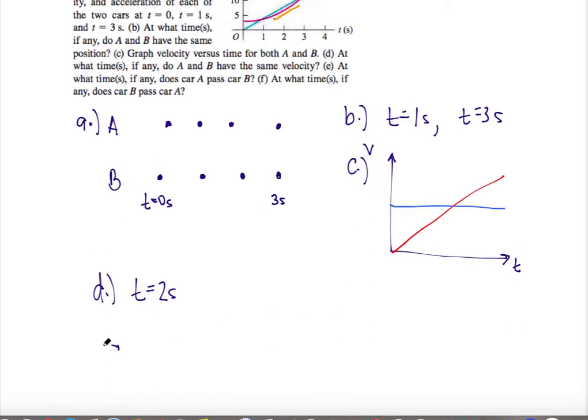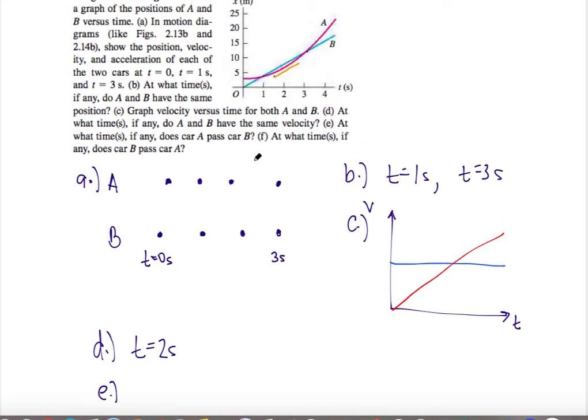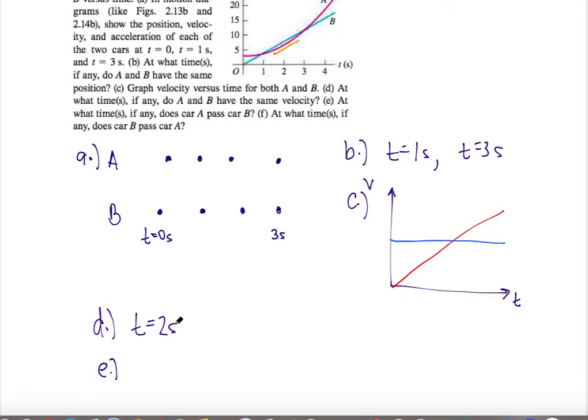E asks, when does car A pass car B? So I want car A to pass car B, which is a little interesting. So what does that mean? First off, they have to have the same position in order to be passing, and then car A must be moving ahead of B. So the only time when that occurs is up here at t equals 3 seconds.